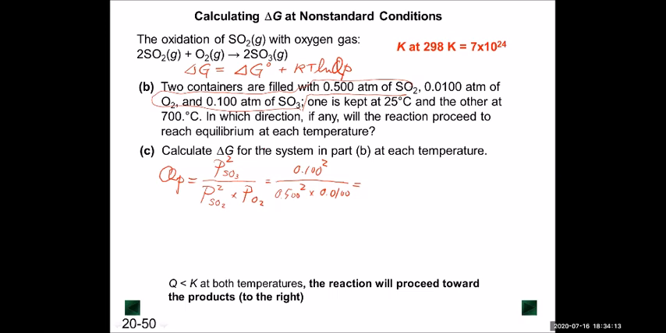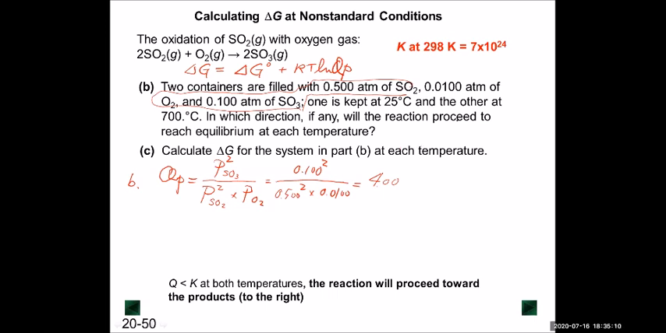The quotient, if I calculate, should be 4.0 times 10 to the 0.366. So that's the quotient for this reaction. In which direction will the reaction proceed to reach equilibrium? Part C did not ask about delta G; the second question asks about the non-standard free energy change. So for B, I don't have to use the non-standard free energy because that's the next question. Once you calculate the quotient, you just need to compare it with K.